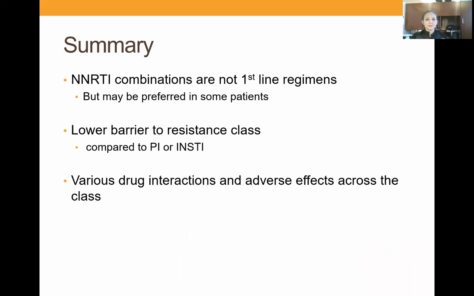So in summary, NNRTI combinations are not first-line regimens, but they may be preferred in some patients, depending on what's going on with your patient and if they can't take other antiretroviral therapies. They do have a lower barrier of resistance as a class compared to protease or integrase inhibitors, and so that's something to think about if your patient has questionable compliance. There are various drug interactions and adverse effects across the class, and so just be aware of that as you're prescribing. And so that is my discussion for the day.